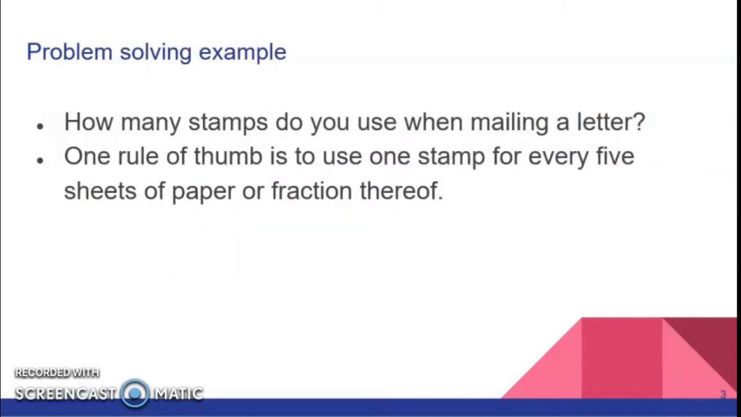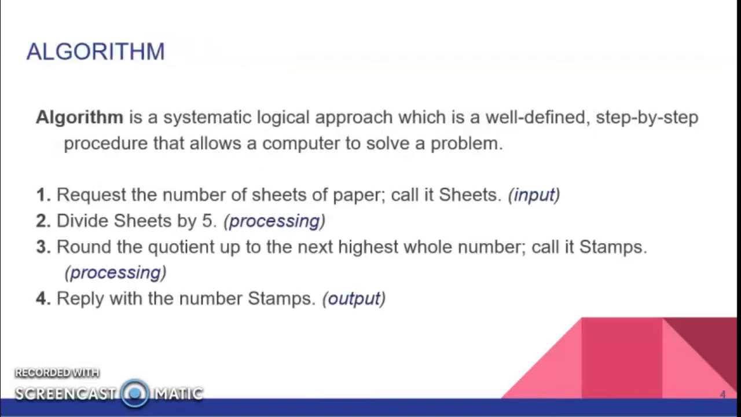Let's have a problem-solving example. How many stamps do you use when mailing a letter? One rule of thumb is to use one stamp for every 5 sheets of paper or fraction thereof. Let's solve the problem using the algorithm.